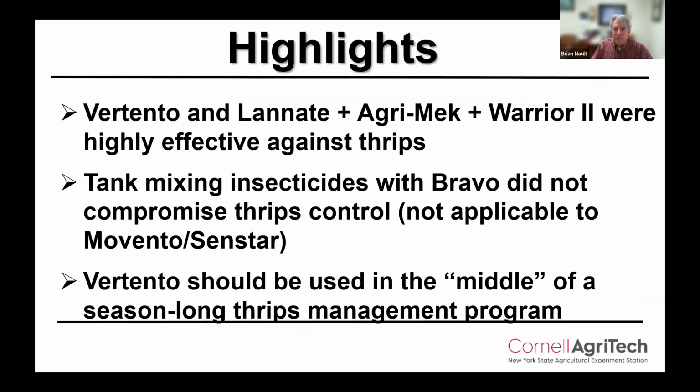Okay. So I'm going to finish up now. So there's still some time for questions. So the highlights are Vertento and our trifecta of tank mix of Lanate, Agrimec, and Warrior can be highly effective against thrips, even when the populations are high, or even in a population where resistance may be developing to Radiant. Tank mixing insecticides with Bravo did not compromise thrips control. Again, the exception is going to be don't do it with Movento or Senstar.